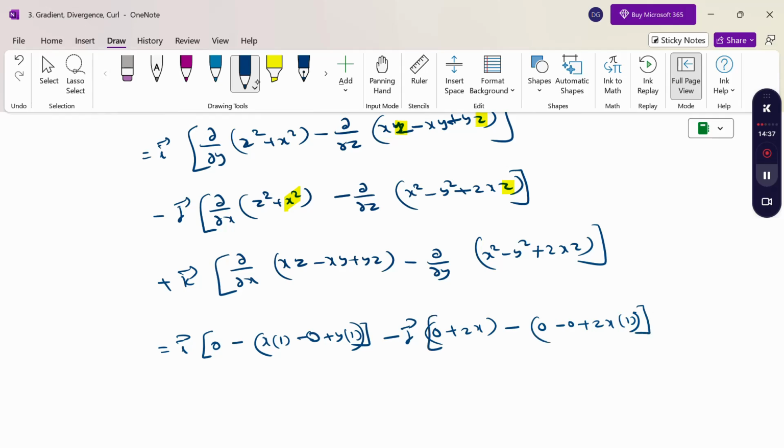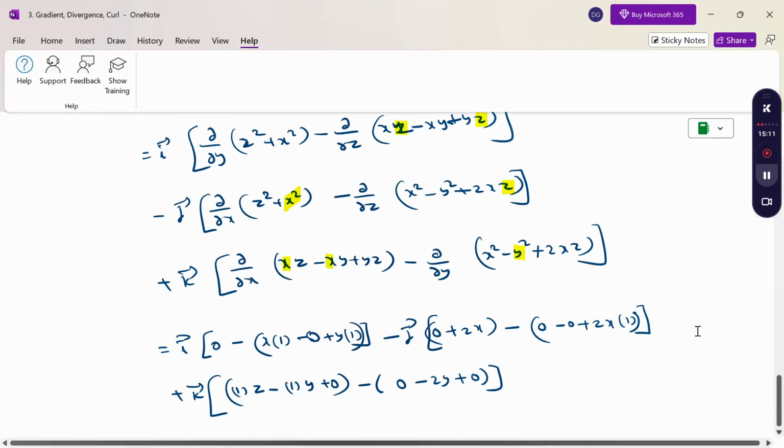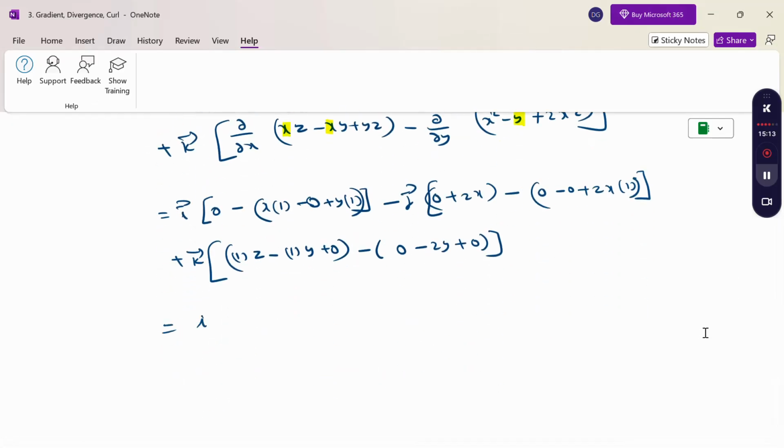This is a term, plus k vector. Here x is the only variable, then y is the variable. Therefore ∂/∂x of (x1 z − x1 y) plus 0, minus ∂/∂y of (x² · 0 − 2y) plus 0. Therefore, after this simplification, this is the i vector, equal to minus x minus y.